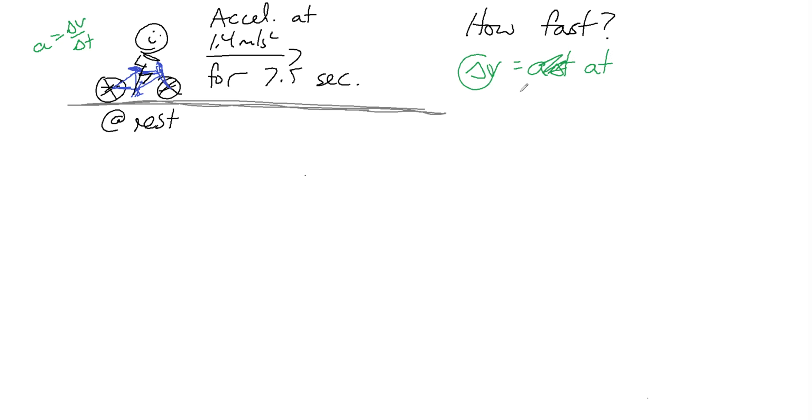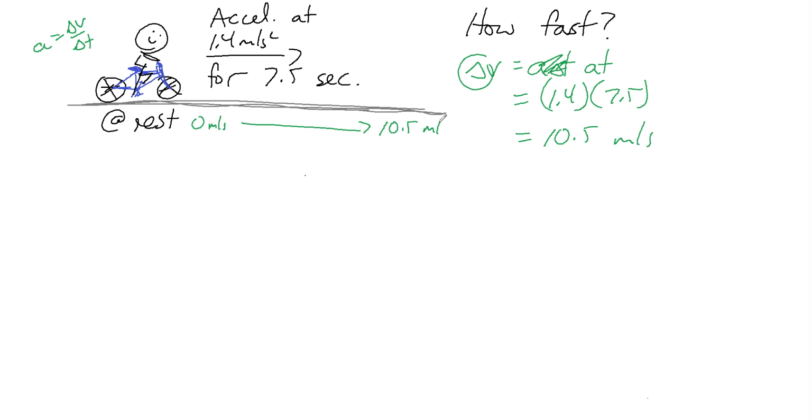All right, so I have my acceleration, that is 1.4. I have my time, 7.5. So if I map things out, I'm just going to multiply the 1.4 by 7.5, and I will get 10.5 meters per second. So that was my change in v. Here he was going 0 meters per second and sped up all the way to 10.5 meters per second. So not only is that my change in v, that would also be my final v.